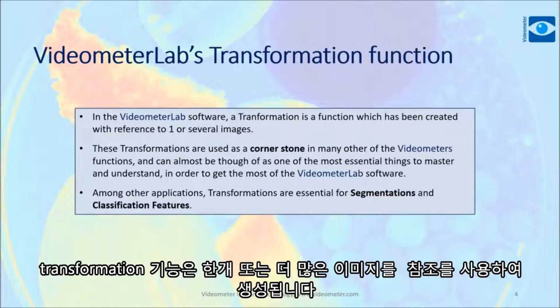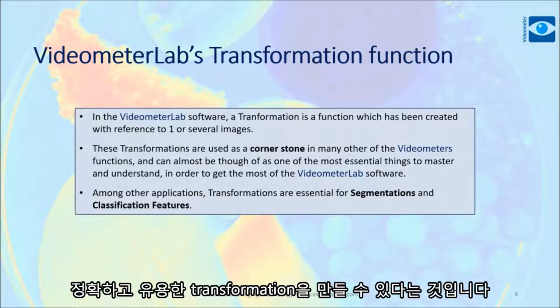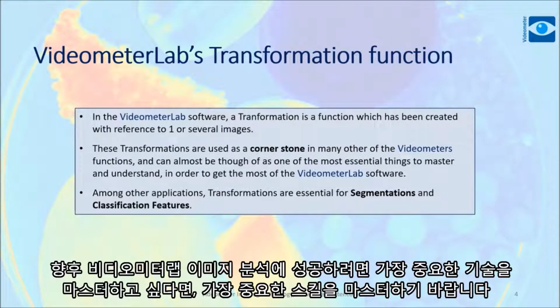The Videometer Lab transformation function is created by the user with reference to one or more images. These transformation functions are cornerstones in many other Videometer Lab applications and functions, such as image segmentation and classification features for machine learning classification models. Therefore, being able to create precise and useful transformations is one of the most important skills to master if you want to be successful with your image analysis in the Videometer software.